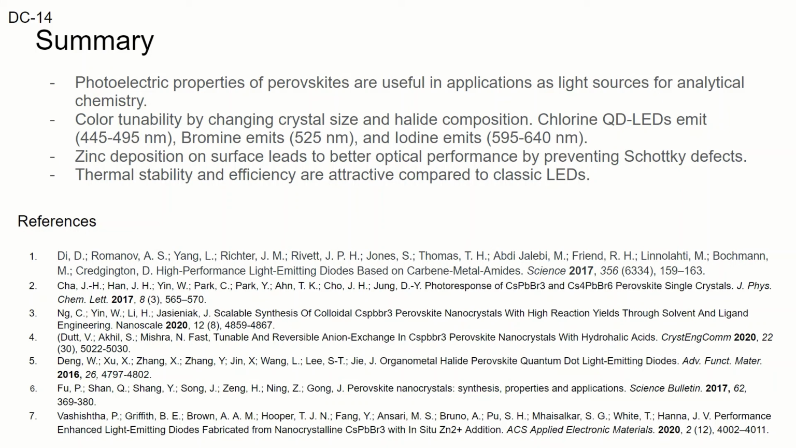We went over how photoelectronic properties of perovskites are useful in applications as light sources, and how the color of the LEDs can change by changing the crystal compositions. The defects in the crystals can be reduced with zinc bromide deposition on the surface, leading to better optical performance by preventing Schottky defects. And the methods are constantly improving to produce perovskite crystals with thermal stability and efficiency that are more attractive compared to classic LEDs.